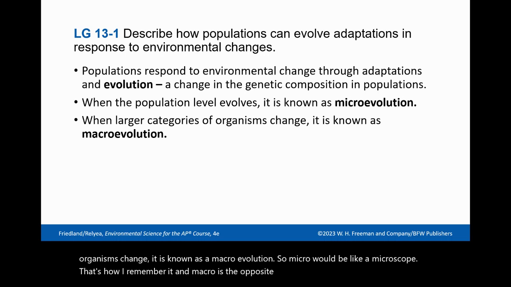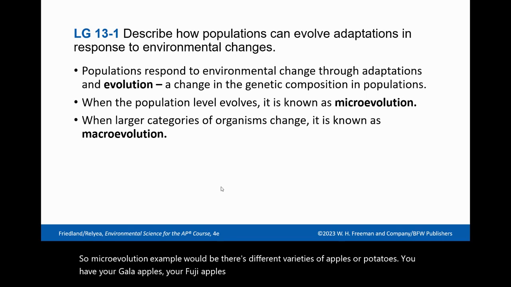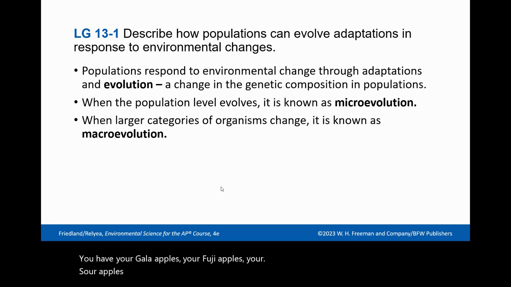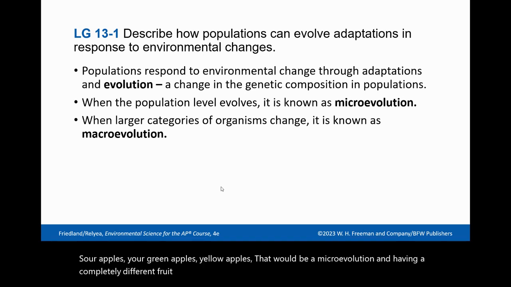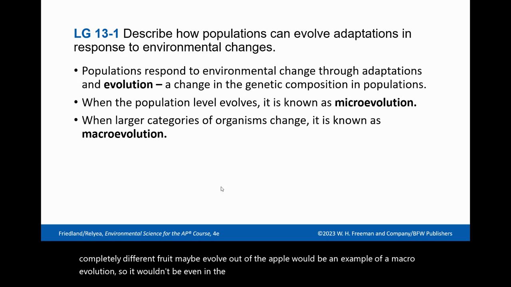So, a microevolution example would be like there's different varieties of apples or potatoes. You have your Gala apples, your Fuji apples, your sour apples, your green apples, your yellow apples. That would be a microevolution. And having a completely different fruit, maybe evolved out of the apple, would be an example of a macroevolution. So it wouldn't be even in the same genus. It might be in the same family, but not the same genus.